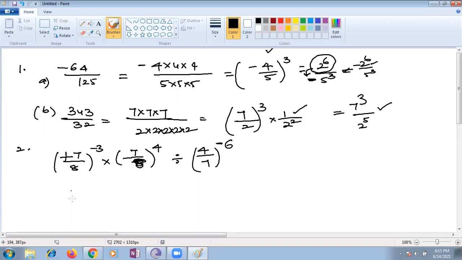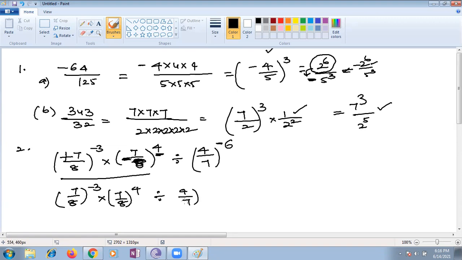I think this is plus 7 by 8 whole to the power minus 3. Okay, children, a negative sign is there, but the bases are same. In multiplication, if bases are same, what do we have to do? Add the exponents. Here the exponent is even, so it will become positive. So we can write it as 7 by 8 whole to the power 4, divided with 4 by 7 whole power minus 6.